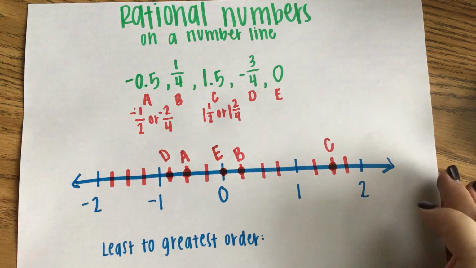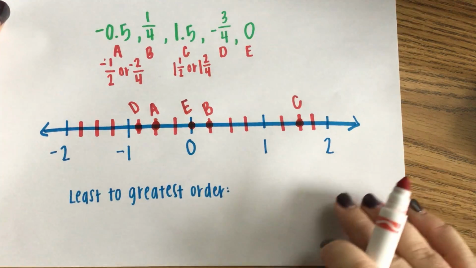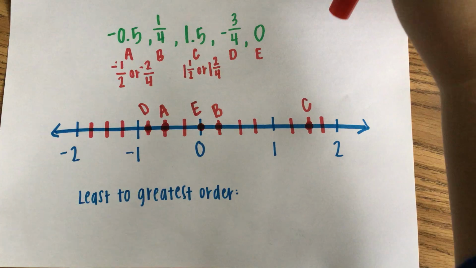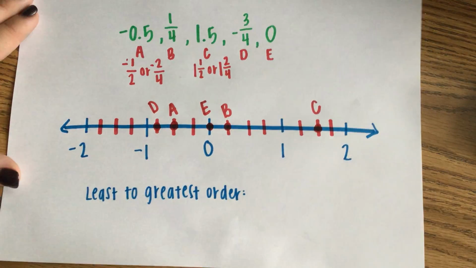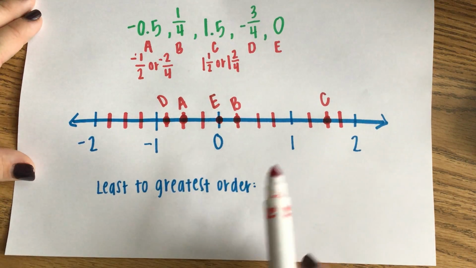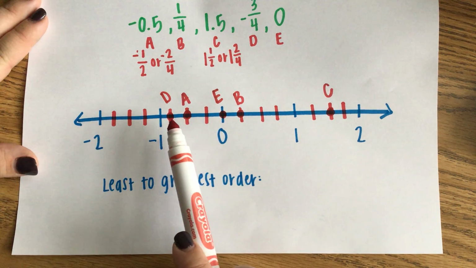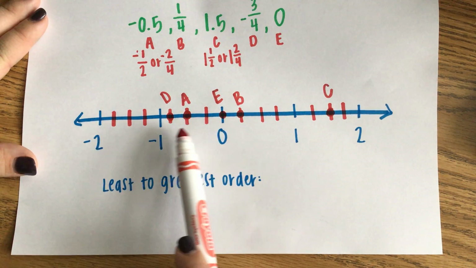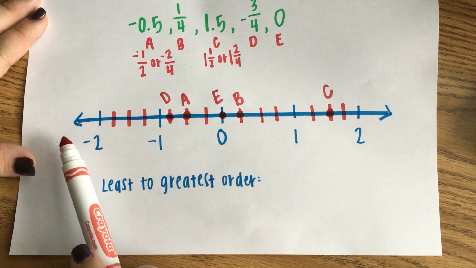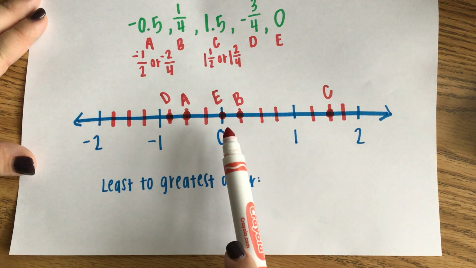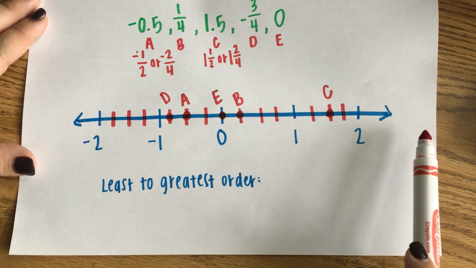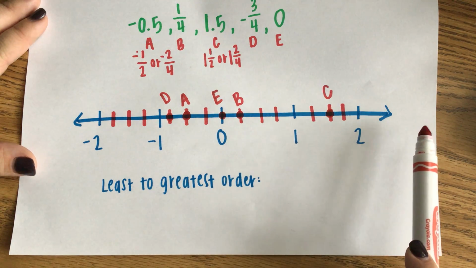Okay? So now we've got them all plotted on a number line. How do you put them in least to greatest order? How do you know which one's the smallest to the biggest? Always, to the left of the 0, the further left you go, the smaller the number is going to become. And the further right you go from the 0, the bigger the number is going to become.